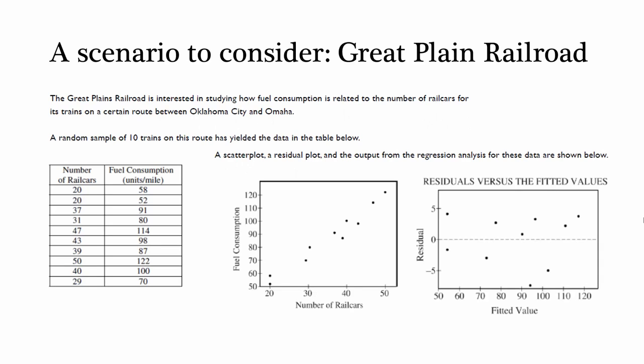Today we're going to be looking at a scenario about how much fuel a train will need. So we've got the Great Plains Railroad, which is interested in studying how fuel consumption is related to the number of railcars for its trains on a certain route between Oklahoma City and Omaha. So here we have 10 trains with a various number of railcars. And we have the fuel consumption in units per mile that was needed for each train.